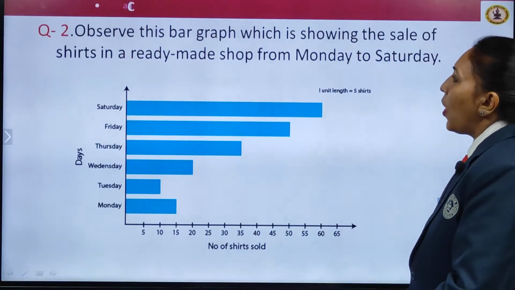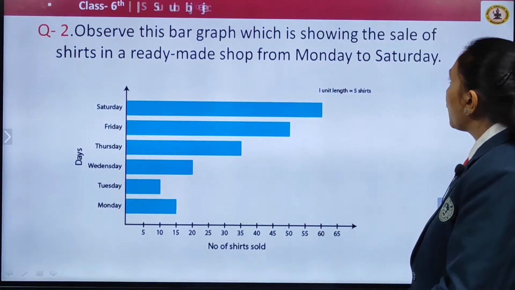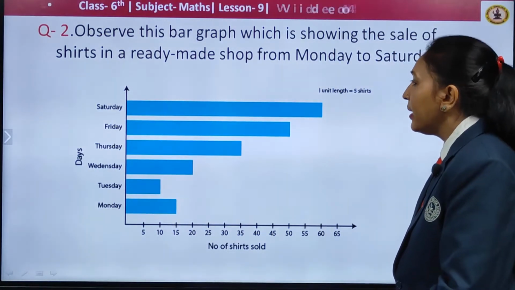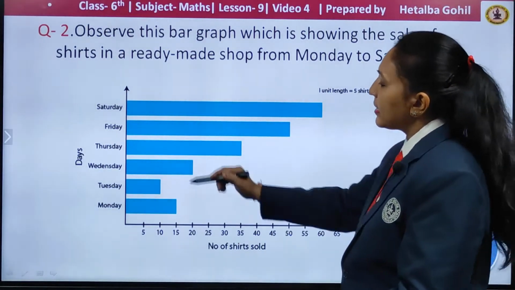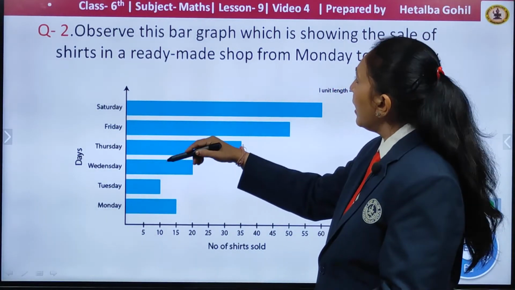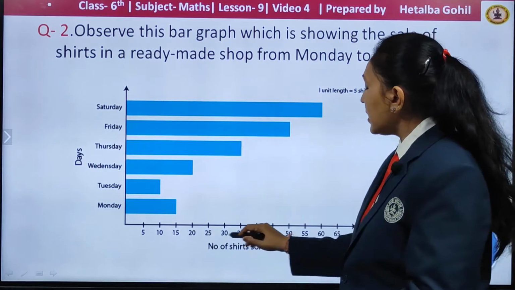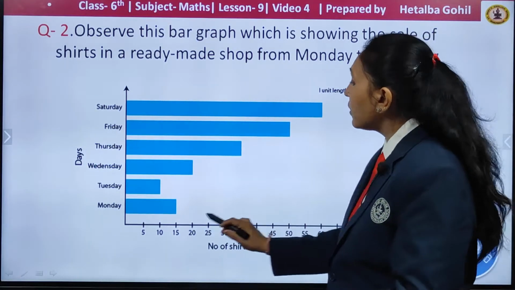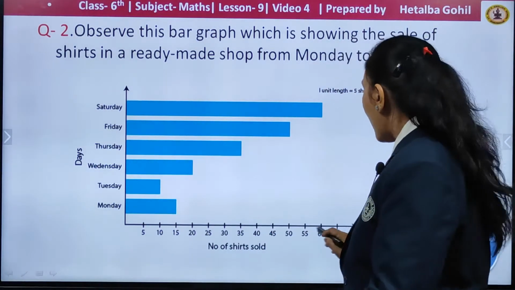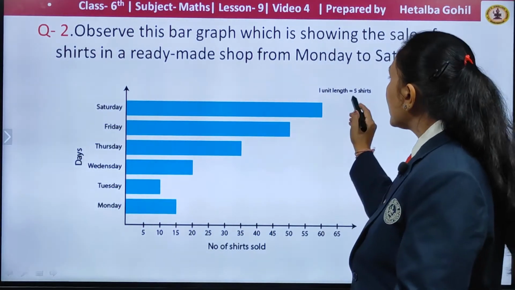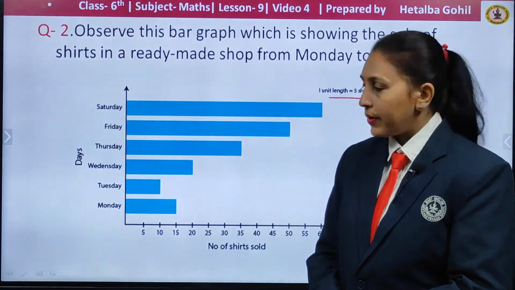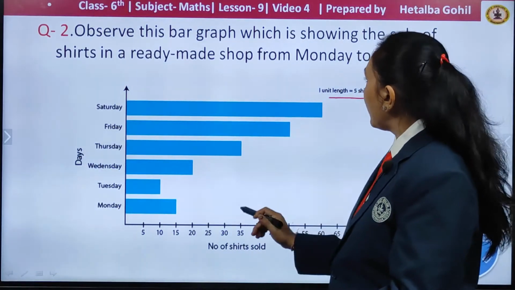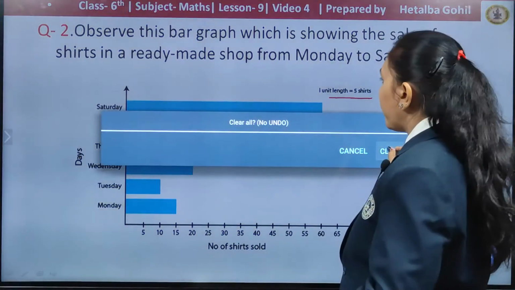Next question. Observe this bar graph which is showing the sale of shirts in a ready-made shop from Monday to Saturday. Here the days are given from Monday to Saturday, and the sales of shirts on those particular days are marked on the x-axis with the scale of 5 shirts. One unit they have taken as 5. According to that we have to answer a few things. Let us see what we have here.